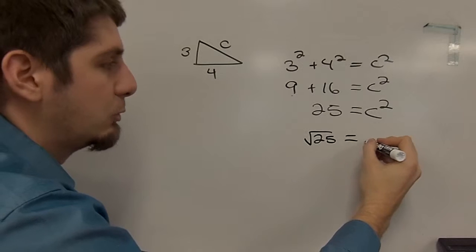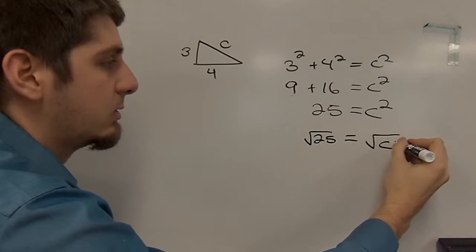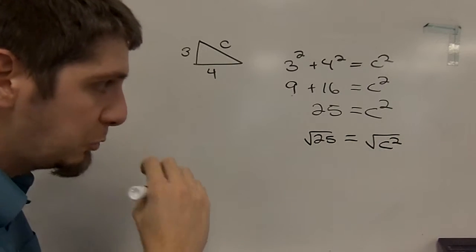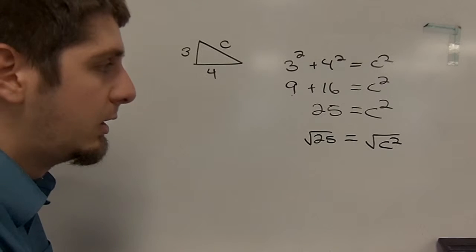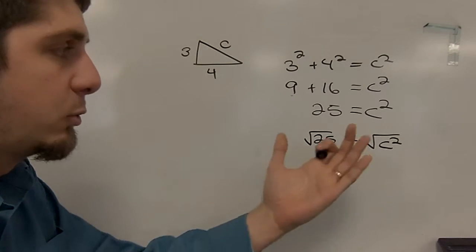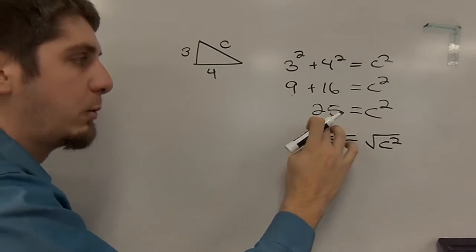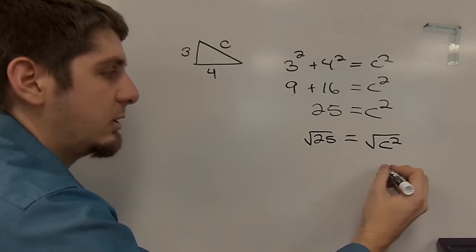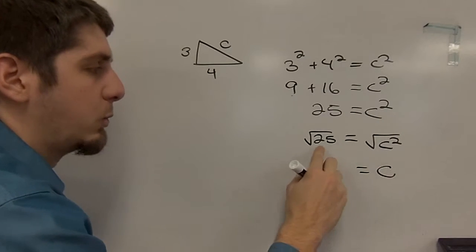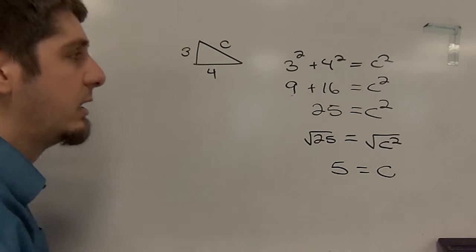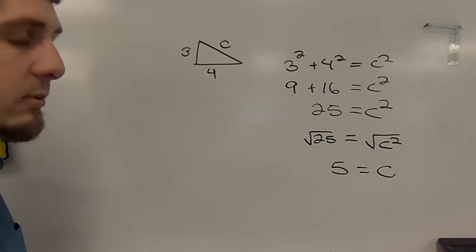And again, that was explained in a previous section, so I'm not going to go into any more details than this. The opposite of squaring is square rooting. So you would square root both sides. The c squared would turn into c. The square root of 25 is 5. And so you'd find out that your missing side is 5.